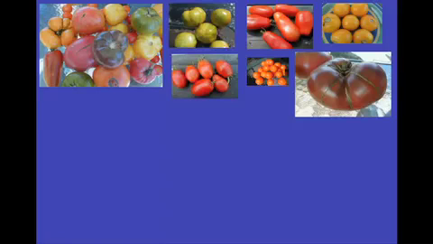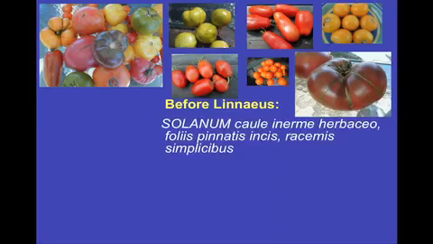Now, that little montage there, all of those are the same species. Okay? And they're all pretty good to eat. They're all tomatoes. Okay? Or if you're with Lady Fitz, you might say tomahtoes. Now, before Linnaeus came along with his simple little system of two Latin words to describe each species, if you were going to impress Lady Fitzgibbon with your Latin about what is a tomato, you'd have to say, why, that's a Solanum caule inermi herbaceo, foliis pinnatis incisis, racemis simplicibus. Doesn't seem very simple to me, but that's its full Latin name before Linnaeus came along.